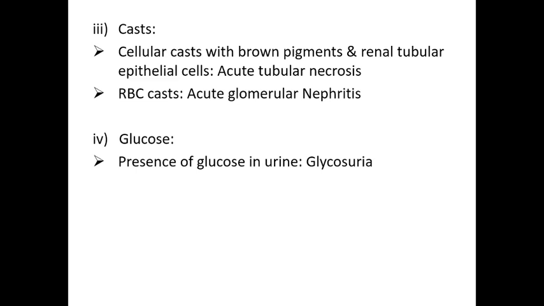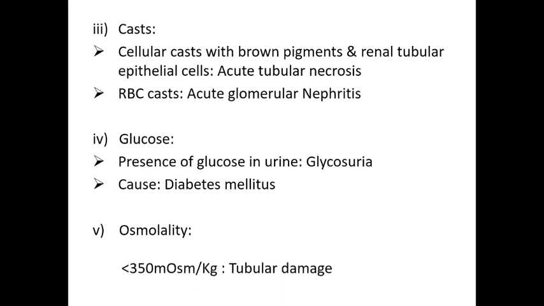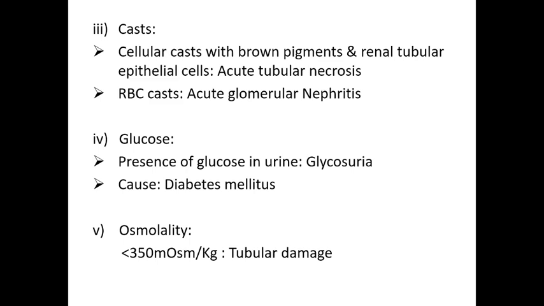So presence of glucose in urine is called glycosuria. So what is the cause for glucose in urine? That is diabetes mellitus. Next thing we check is osmolality. So if the osmolality of urine is less than 350 milliosmoles per kilogram of body weight, that is indicative of renal tubular damage.